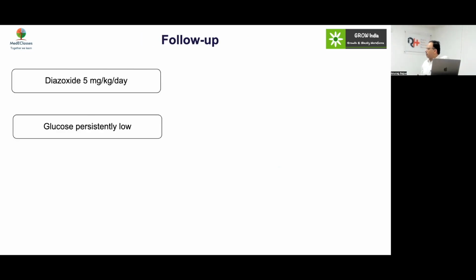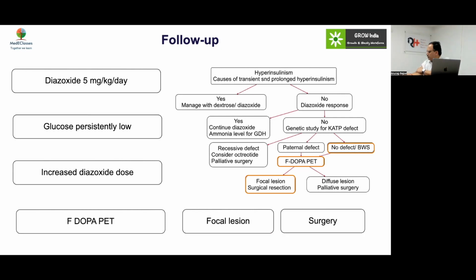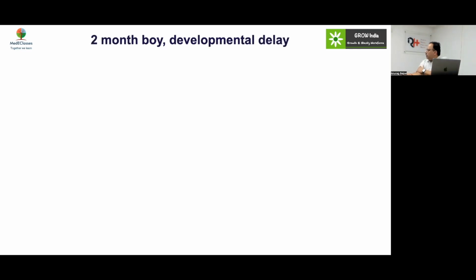On follow-up, on diazoxide, glucose were persistently low, dose was increased, fluorodopa PET was done. So again, as I said, if it's Beckwith-Wiedemann, you have to follow the same scenario and you find a focal lesion for which a surgery could be done.